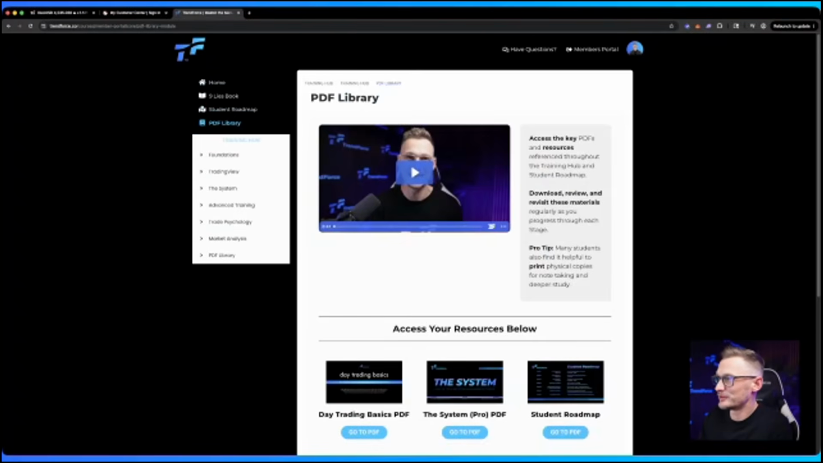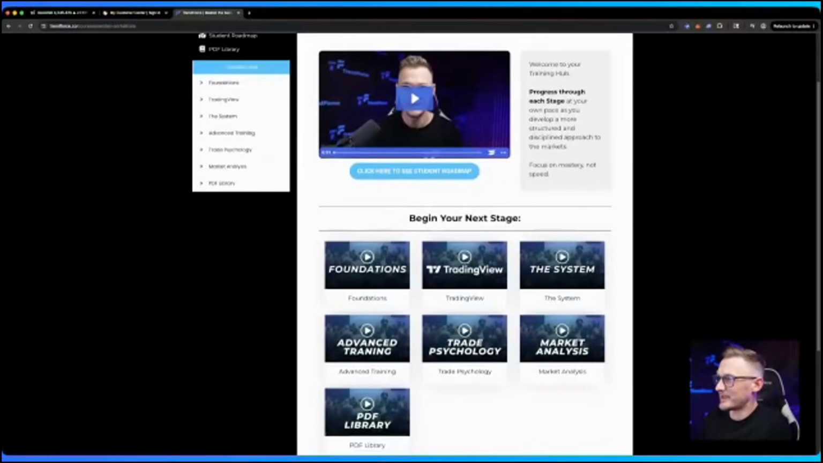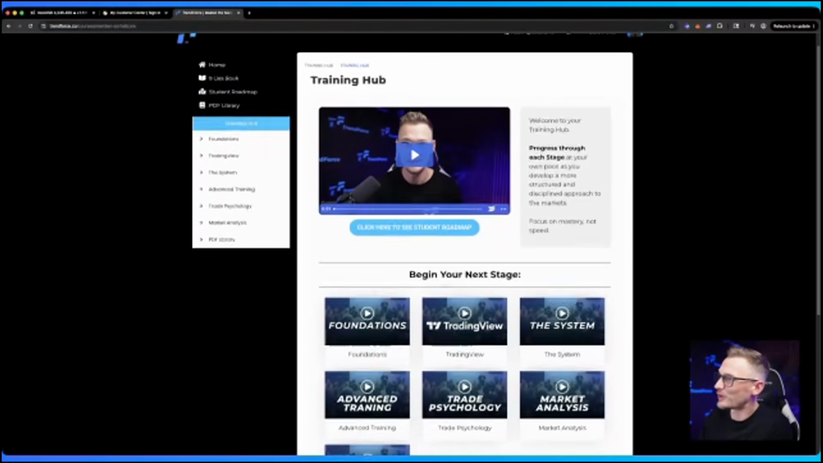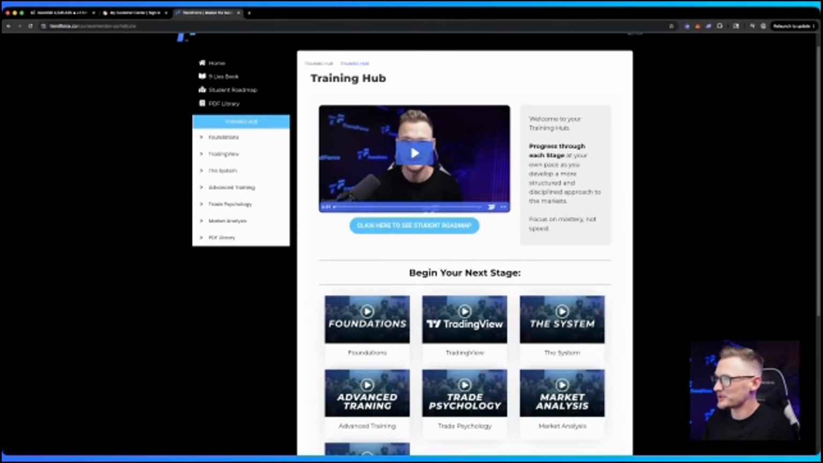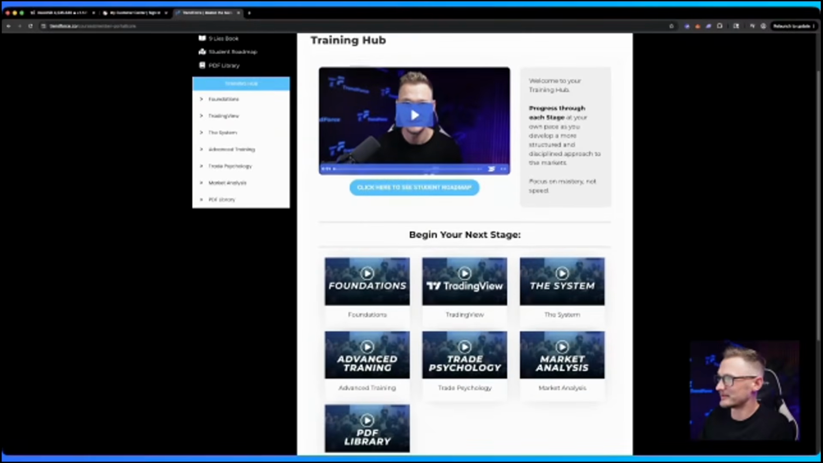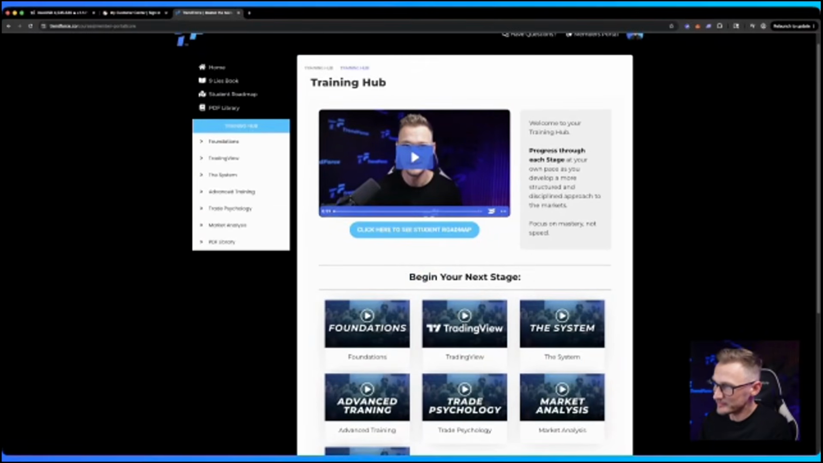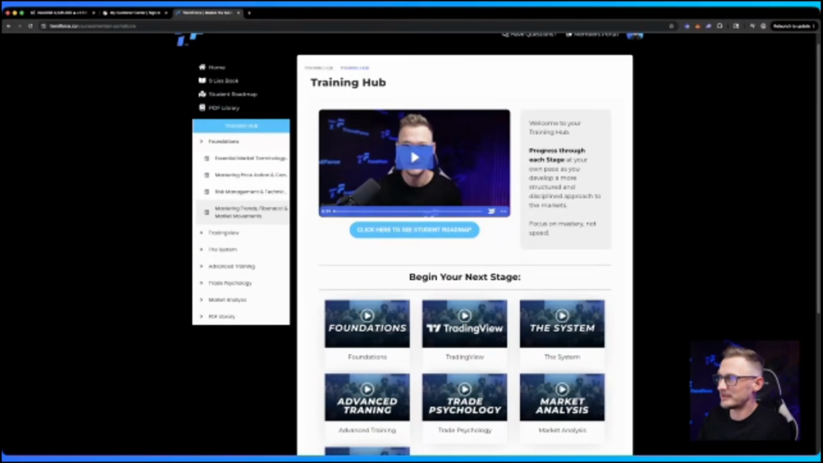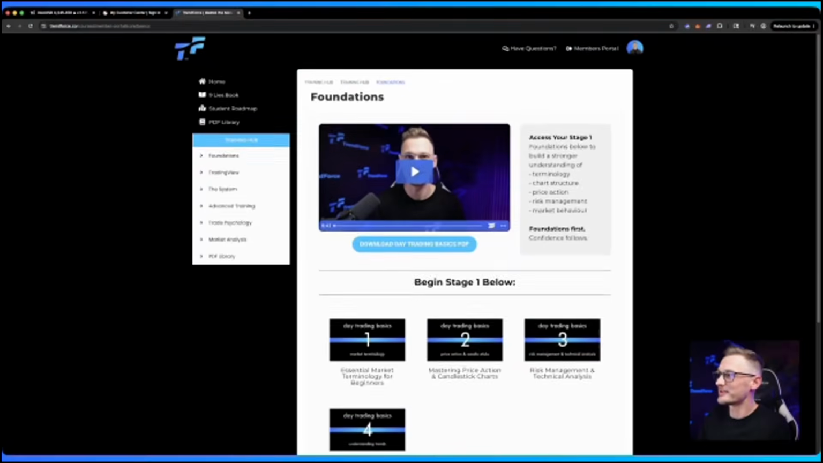Underneath that, you click the Training Hub button, and it's going to show you all of the different stages that we have. So again, that student roadmap, stage 1 through 7. Stage 4 is basically actually trading and demo trading. So all of these are here with links to the individual groups of videos, so to speak, but all of these are also in this tab on the left. So foundations, they're all over here, but if I click on foundations, it's going to take me to that page specifically. There's the 4 videos there.